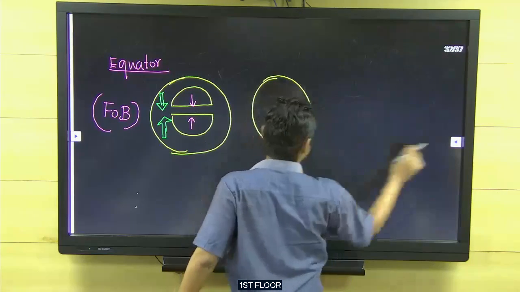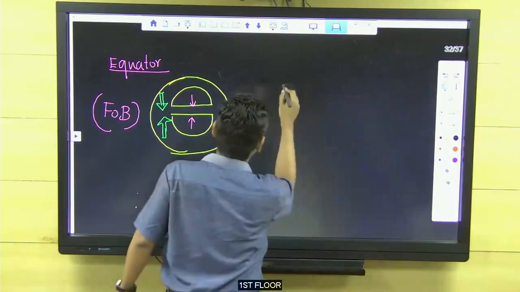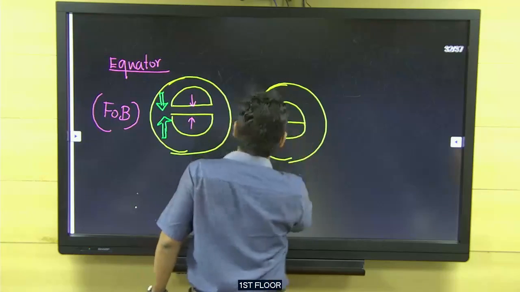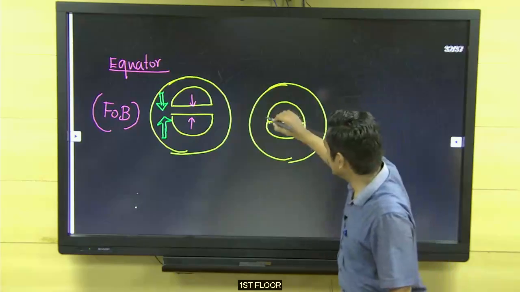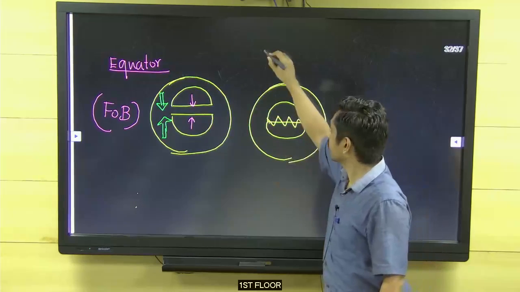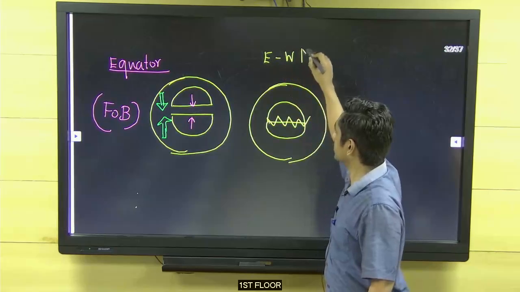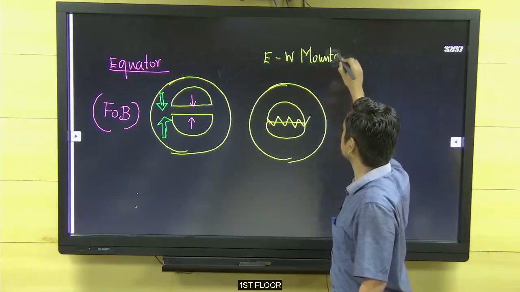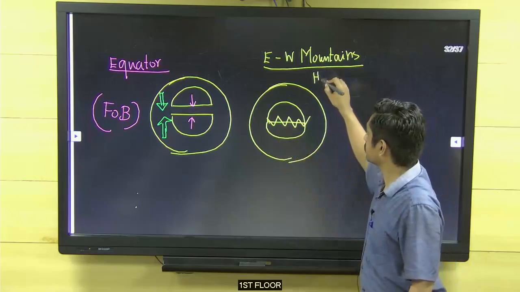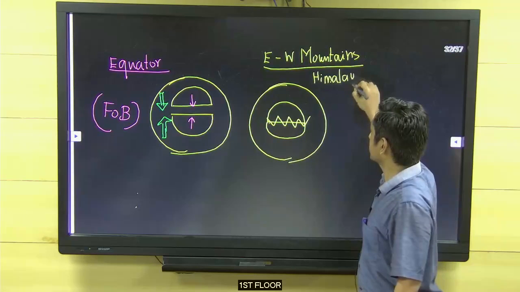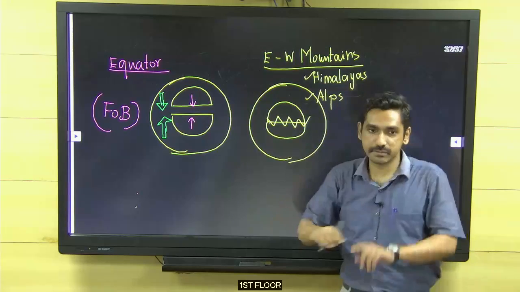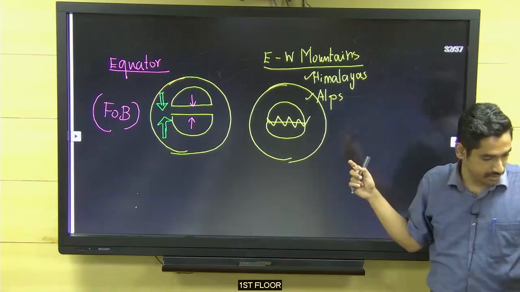Collision, not a proper circle. Looks more like this, okay. Collision led to the formation of east-west mountains. Okay, looks like a hamburger, but still, east-west mountains. Collision. Example of east-west mountains: Himalayas. You take Alps. These are examples. Alps present in Italy. East-west mountains.